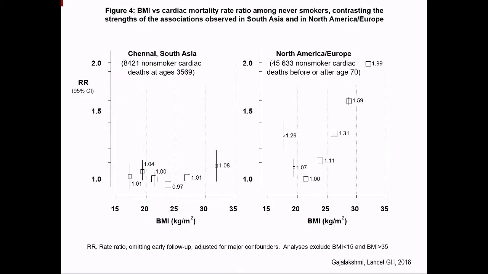And as Emmanuel had pointed out in Dr. Gajalakshmi's work with Sarah Lewington and others, it has been shown that in the West, in North America and Europe, there's a U-shaped relationship of body mass with cardiac mortality, but in South India, it's really flat. So there are two possible things going on here. Either there are some hazardous exposures at low BMI that are raising the risk of cardiac disease, or there's a protective effect that offsets the higher blood pressure that would be expected at higher BMI. Our evidence suggests that it's perhaps more the first.